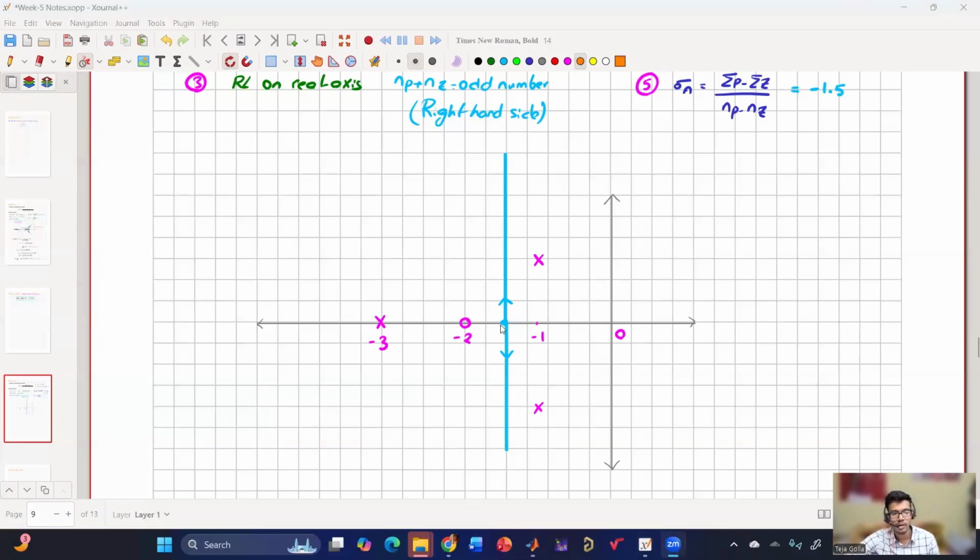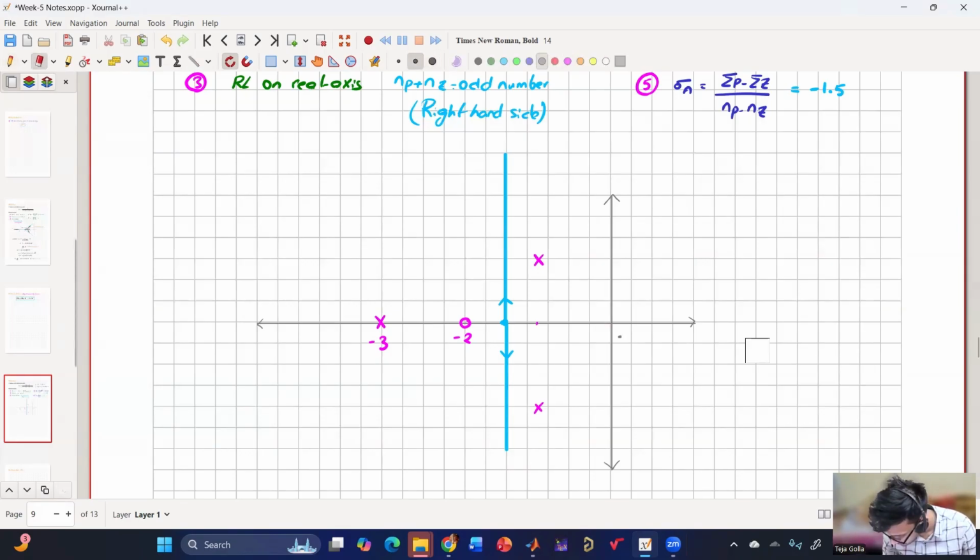On the right hand side of -2, how many poles and zeros are there? These are not, see, -1 and -0 are just whatever I have used to note down now. So this is -1, this is 0, and this is -1. Okay. So see, the question is simple. I am asking, to the right side of -2, how many poles and zeros are there?